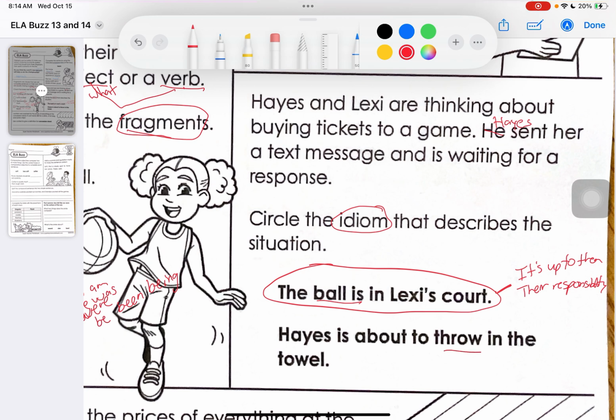Hayes is about to throw in the towel. That means throw in the towel means give up.